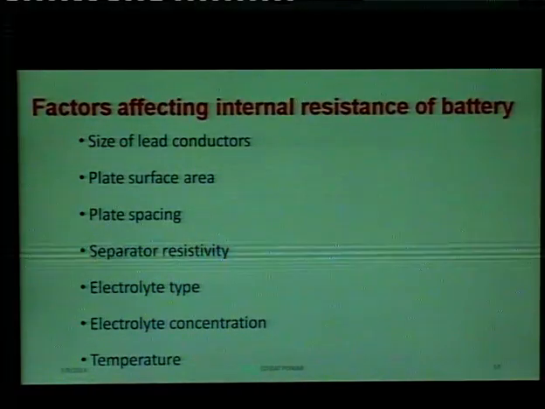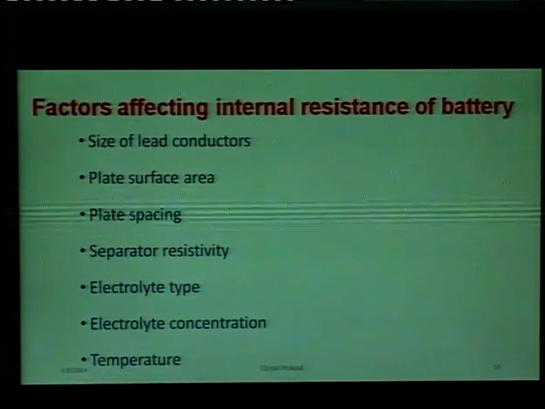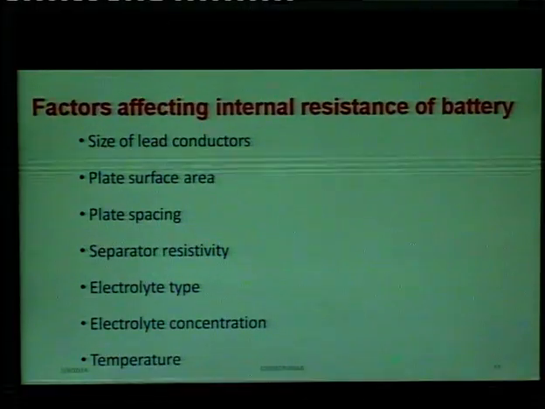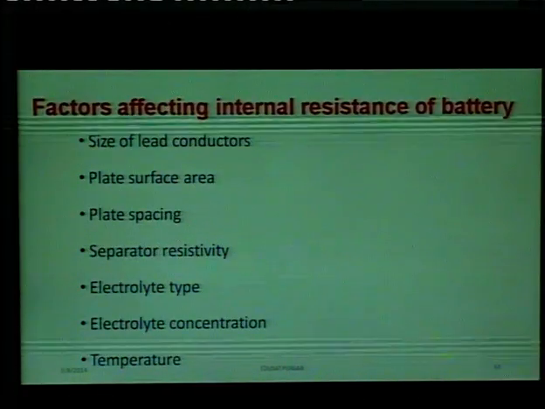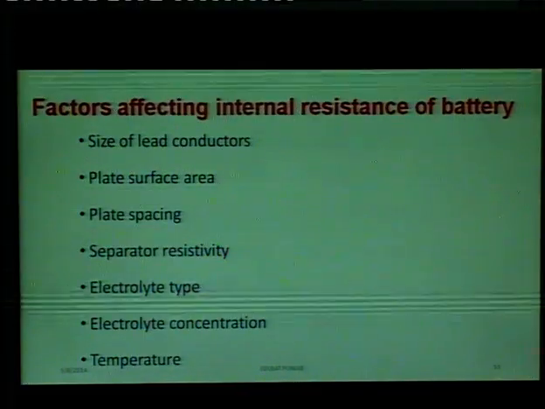So what are the factors which affect the internal resistance of a battery? Size of the lead conductor, plate surface area, plate spacing, electrolyte type, temperature, etc.